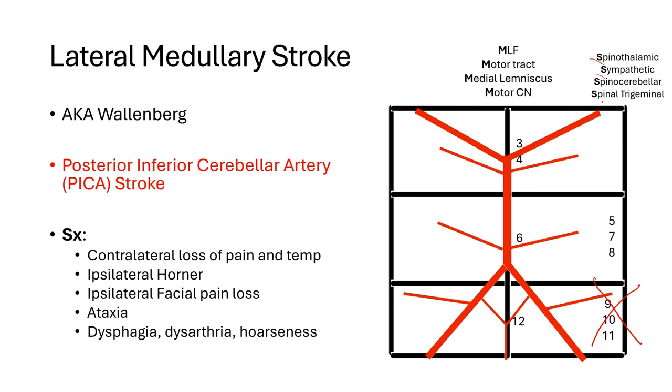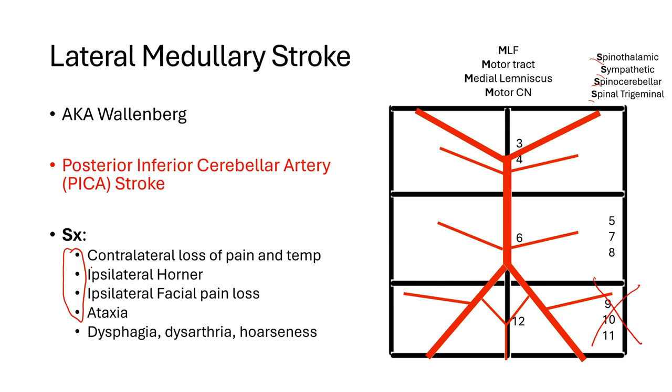So how's this going to present? Well, I'm going to have contralateral loss of pain and temperature because of the spinothalamic issues. I'm going to have an ipsilateral Horner syndrome because of the sympathetic damage. I'm going to have ipsilateral facial pain loss because of damage to the spinal trigeminal nerve. I'm also going to have ataxia because of damage to the spinocerebellar tracts. Any lateral stroke in the brainstem will pretty much always have these 4 things.